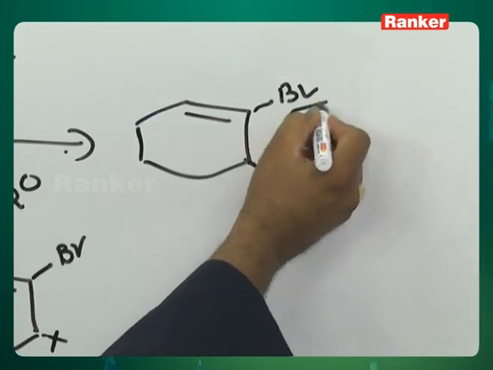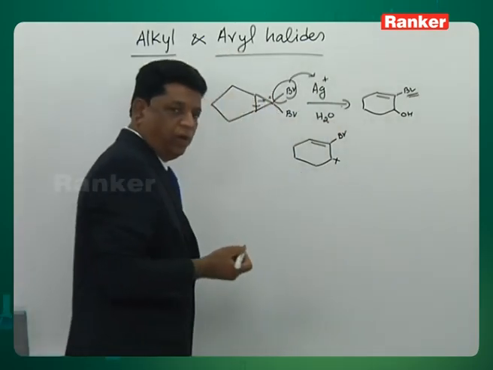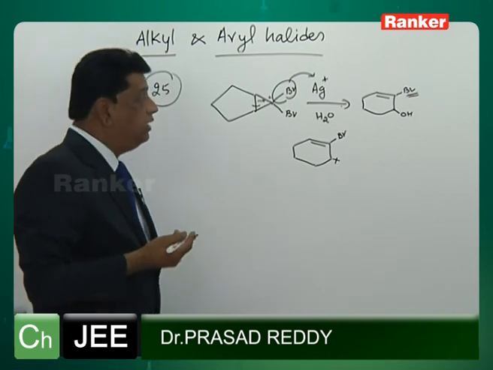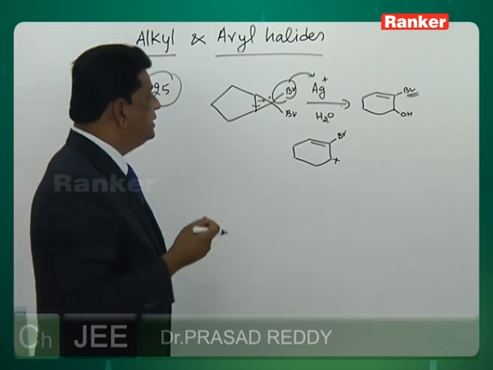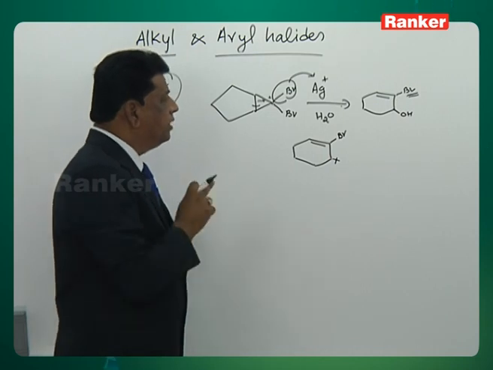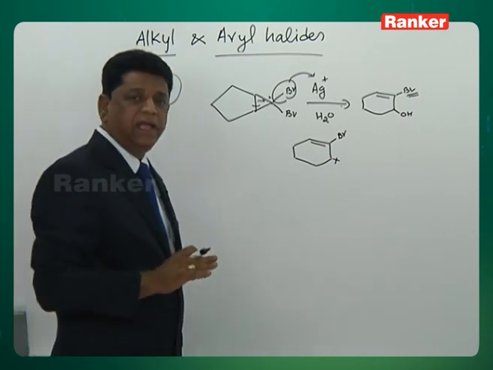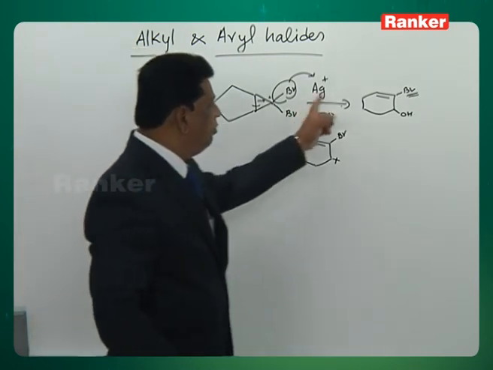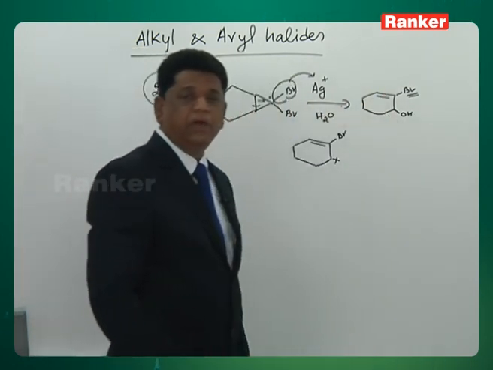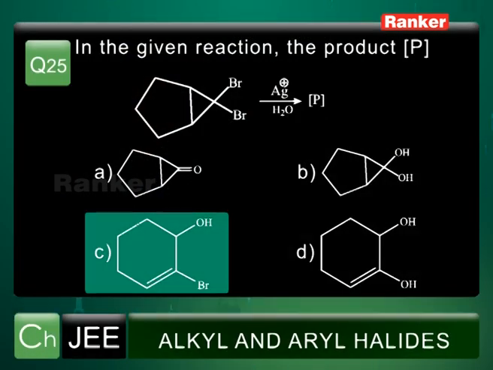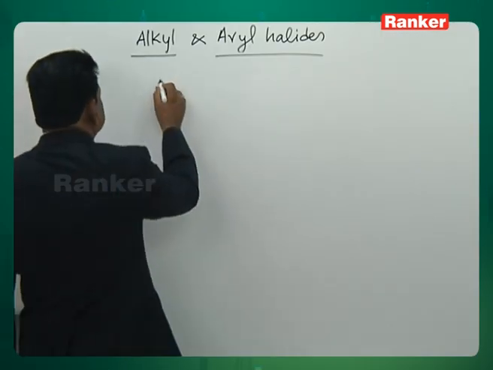This bromine also may undergo hydrolysis in general, but it's a vinyl type, so it is resonance stabilized through the double bond. Therefore bromine will not be that easily hydrolyzed. So you will get a vinyl bromide adjacent to the hydroxy. Therefore answer C is the right answer. Let's go to the next question, 26.